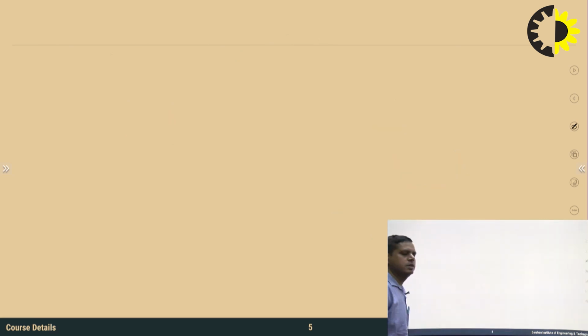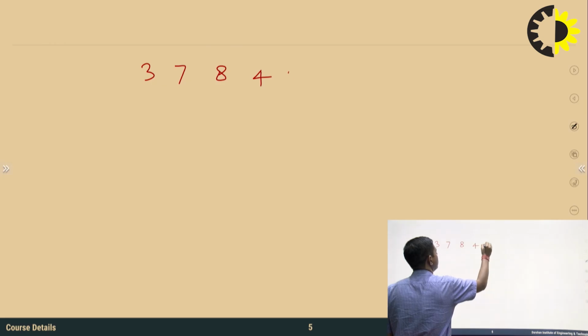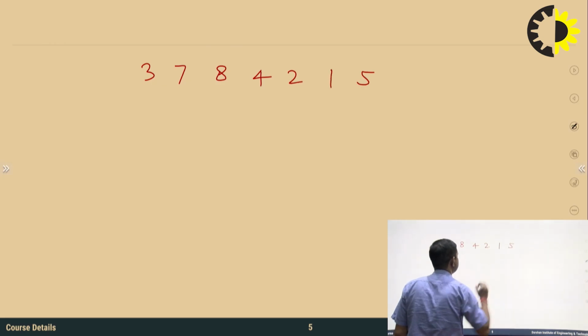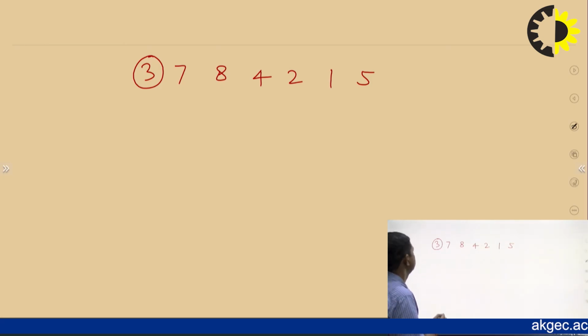Now, as I discussed, any element can be the pivot element. We have discussed the last element as a pivot element. Now, for example, we are taking 3, 7, 8, 4, 2, 1, 5. Now, this time I am taking the first element as a pivot element. Sometimes in the exam a question comes, you have to sort the given elements by using quick sort by taking the first element as a pivot element. Now, in this case, how sorting will be done by the quick sort?